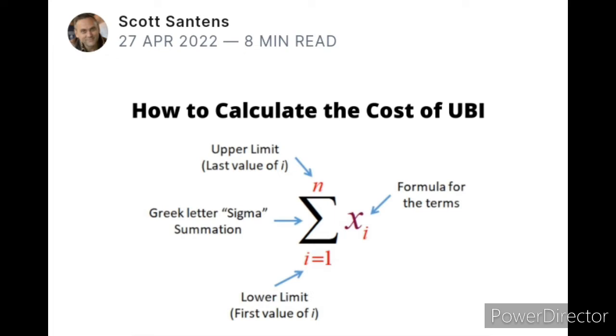Moving on to Scott's writings. Okay, I'm now going to be reading Scott's words.